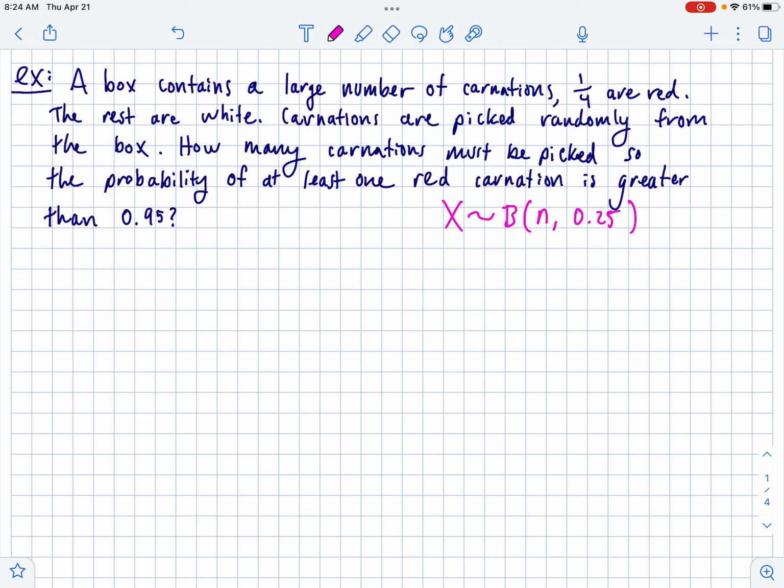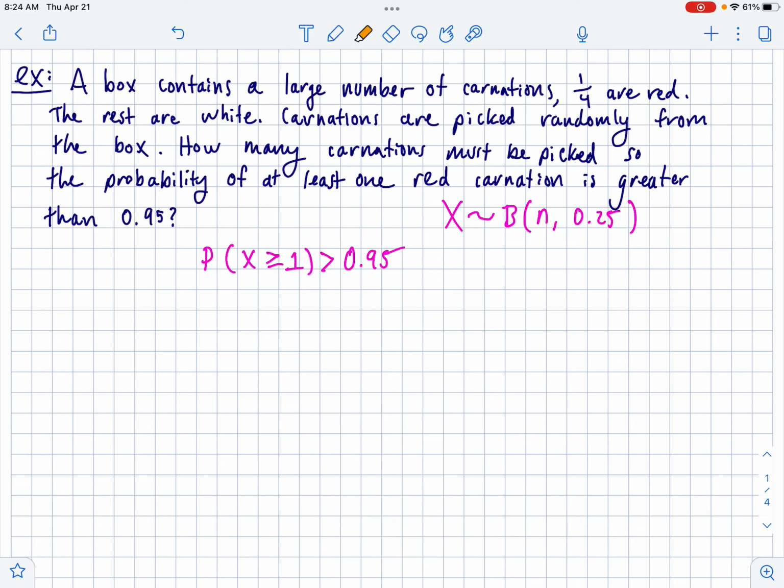So they're asking us how many carnations we must pull out so the probability of at least one red carnation is greater than 0.95. To put that into notation, that means the probability of getting X greater than or equal to 1, so probability of at least 1, is bigger than 0.95. So we need to solve this.